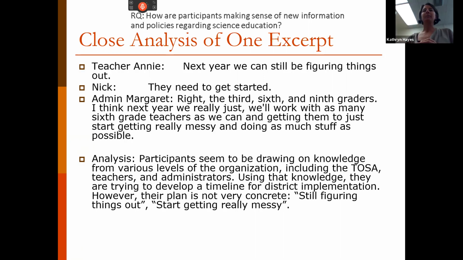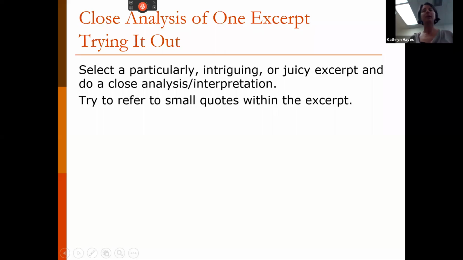And again, I really recommend using your theory and your research question that you dive in to some of your excerpts and do that. And that actually starts to, in many cases, show more codes. So select a particularly juicy, intriguing excerpt and do a close analysis or interpretation. And then as you interpret it, try to pick out small bits, words, and quotes. This is sort of a linguistic analysis, or even some people might call it a discourse analysis.